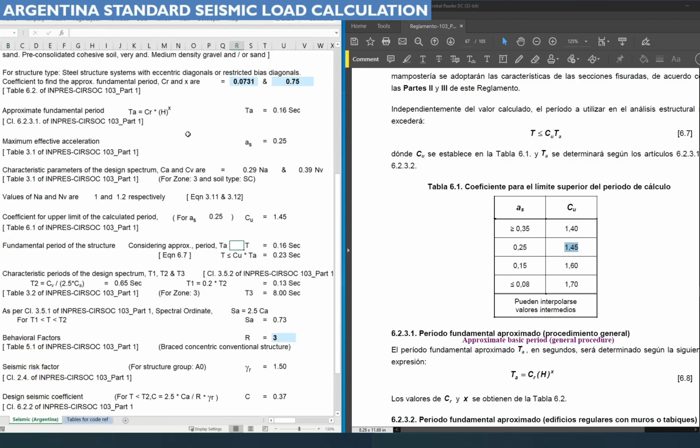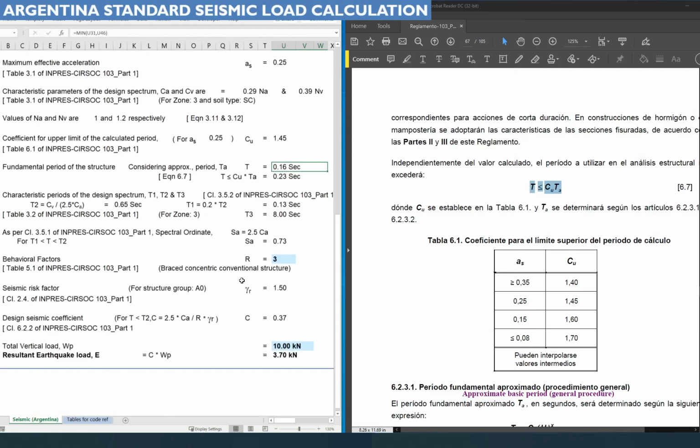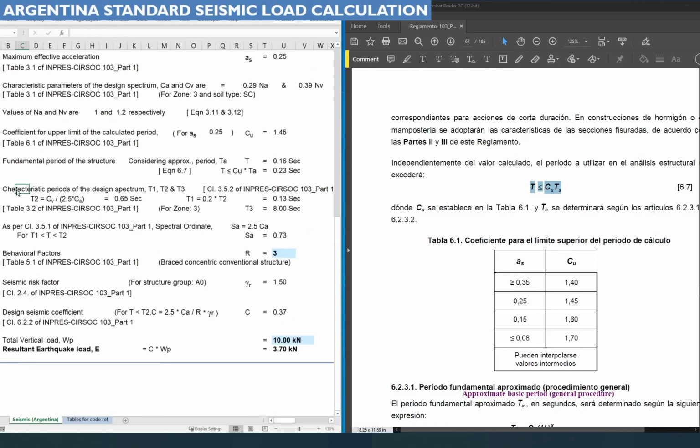The fundamental period of the structure we can consider based upon two factors. One is the approximate fundamental period Ta, which we already considered. Another is Cu into Ta, which is in equation 6.7. Here it is. Generally the fundamental period should be less than or equal to Cu into Ta. In this case, multiplying Cu with Ta gives a value of 0.23. So I am considering the minimum value, that is T equal to 0.16 second.